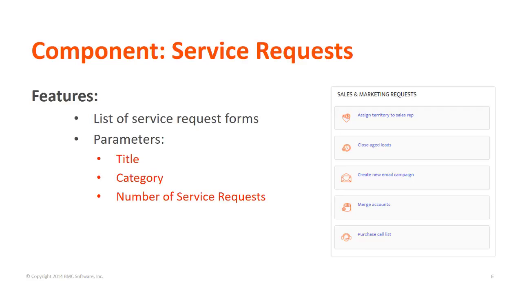The component Service Requests displays a list of service request forms. The component has three parameters: title, category, and number of service requests to display. Title allows a custom title to be displayed in the header. Category filters the list of service requests to just those for the selected category and its subcategories. Number of service requests to display controls the maximum number of service request forms displayed. All three parameters are optional.